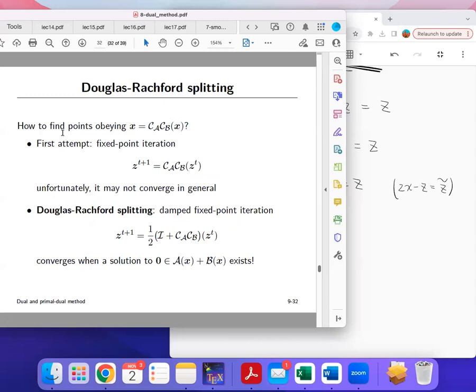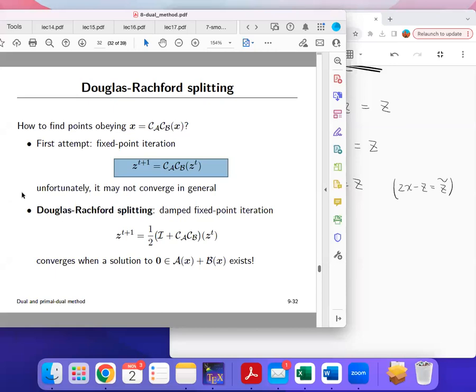Okay, so the question is, once we have this fixed point equation, how do we find such a fixed point? Well, a very simple idea is to run this fixed point iteration. This is what we just described. Just run this iteration repeatedly. Hopefully it will converge. However, unfortunately, it may not converge in general for this fixed point equation. So this motivates us to design this so-called Douglas-Rachford splitting algorithm.